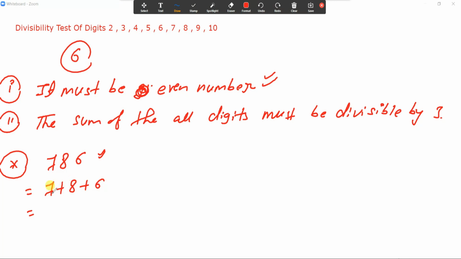So what is the sum of 8 and 7? That is 15. 15 plus 6, that is 21. So is this 21 divisible by 3? Surely this 21 is divisible by 3. Then we confirm that the second point is also fulfilled. So if the first and second points are both fulfilled, then be sure that this 786 is exactly divisible by 6.